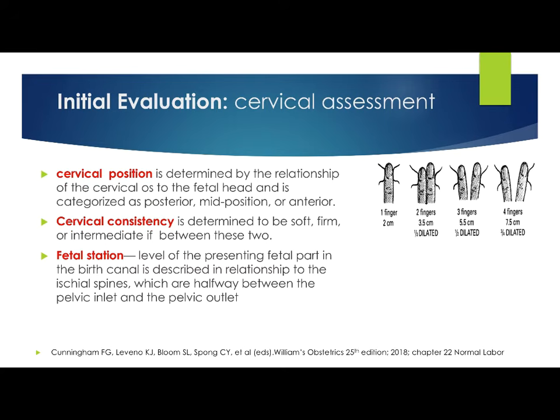Cervical position is determined by the relationship of the cervical os to the fetal head and is categorized as posterior, mid-position, or anterior. Cervical consistency is determined to be soft, firm, or intermediate if between these two. Fetal station is the level of the presenting fetal part in the birth canal and is described in relationship to the ischial spines, which are halfway between the pelvic inlet and the pelvic outlet.